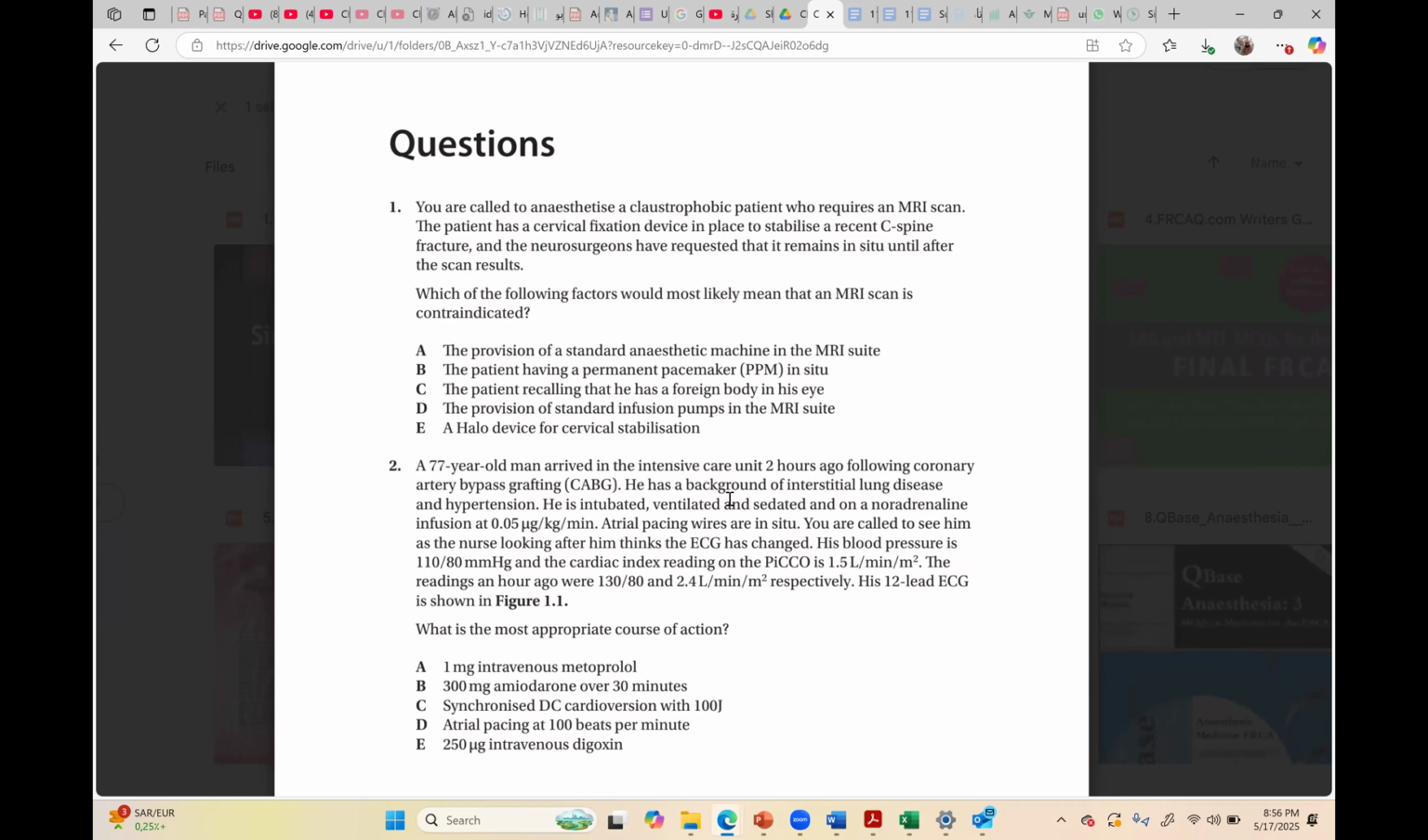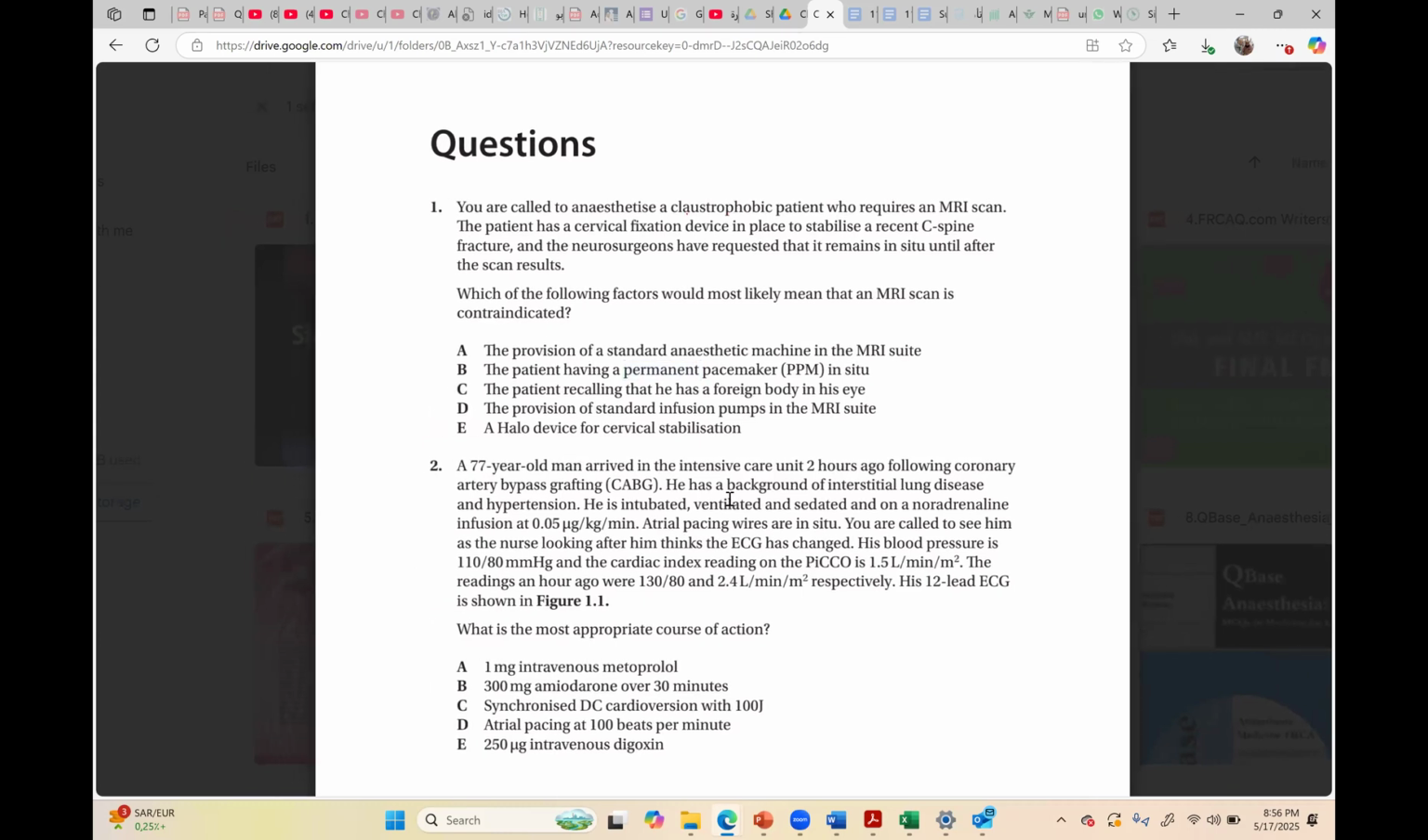So what are the options? The provision of a standard anesthetic machine in the MRI suite. So this is a point: what sort of machines are MRI compatible? Because a general machine will not be compatible in the MRI suite. So this is one thing.